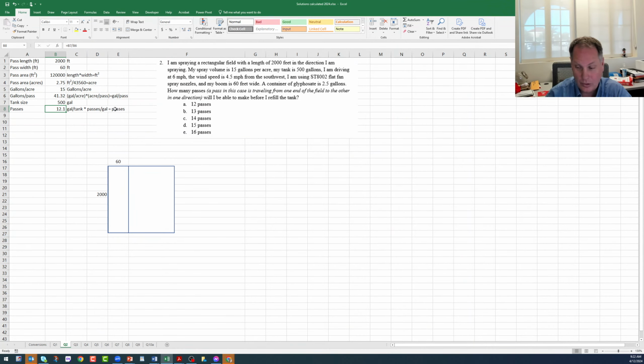It's slightly more than 12, so I don't have to worry about asking myself, well, what if I run out 500 feet before the end of the pass? In this case, I should have just enough to be able to spray these 12 passes. And I didn't include 11 here because I didn't want you to say, well, with overage, maybe you could only spray 11 complete passes. In this case, there's only one logical correct answer.